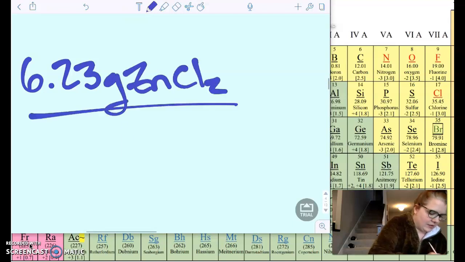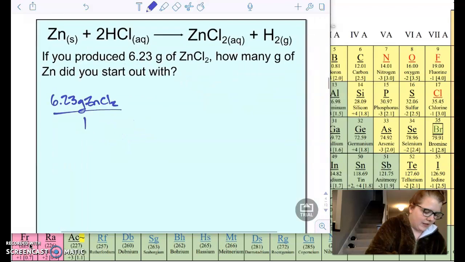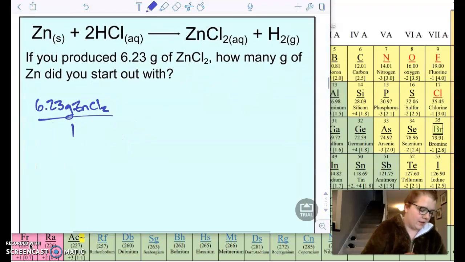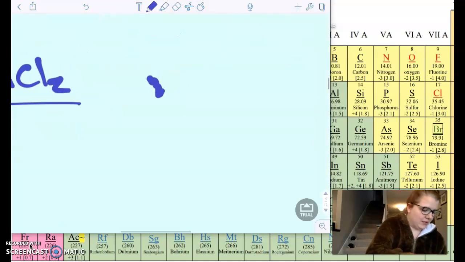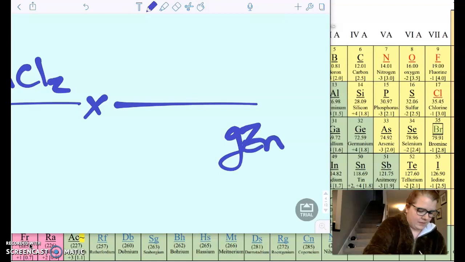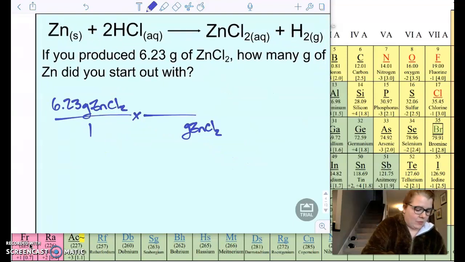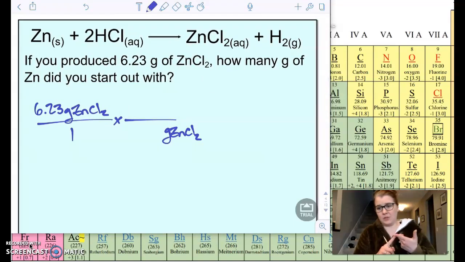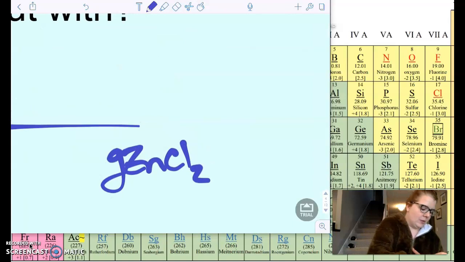So I'm going to go ahead and start setting up my conversion by taking that initial value and putting it over 1. Then I'm going to convert that. So I'm going to put grams of zinc chloride on the bottom. And again, referring back to our toolbox, we know Avogadro's number, we know molar mass, we know molar volume, and we know mole ratio. Since this is dealing with grams, this is going to be molar mass. So what I can do is I can convert grams to moles. So I'm going to throw moles of zinc chloride on the top.